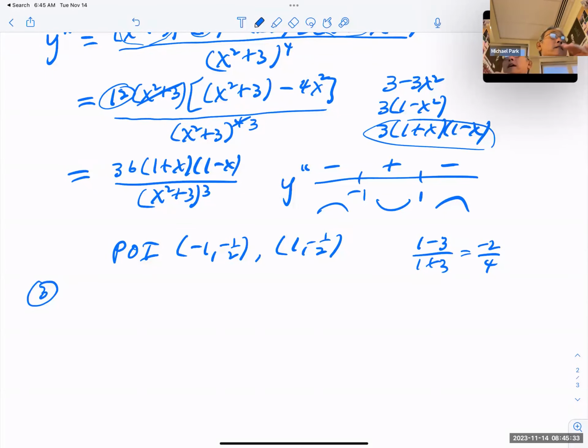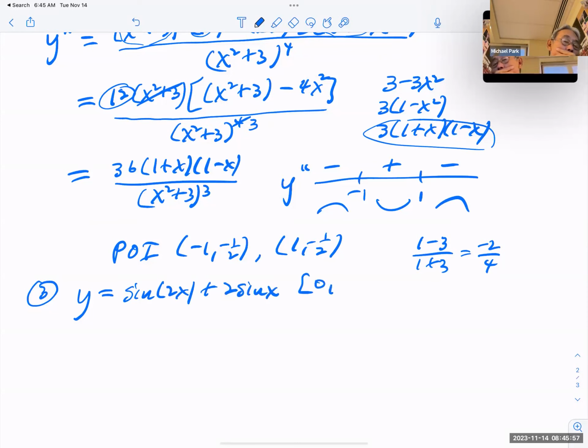Number 3, okay, this is definitely on the test. It looks very similar to this. You just got to do it. No, use the eraser. Where's the eraser? Okay, y equals sine 2x plus 2 sine x from 0 to 2 pi.